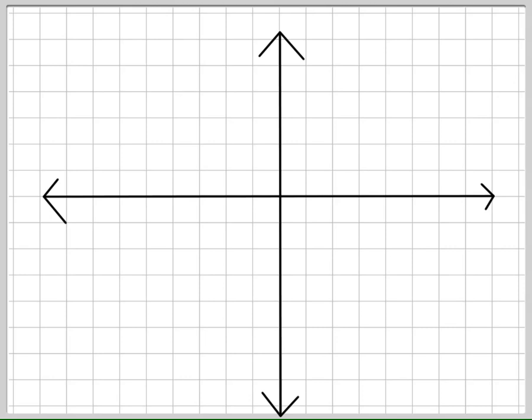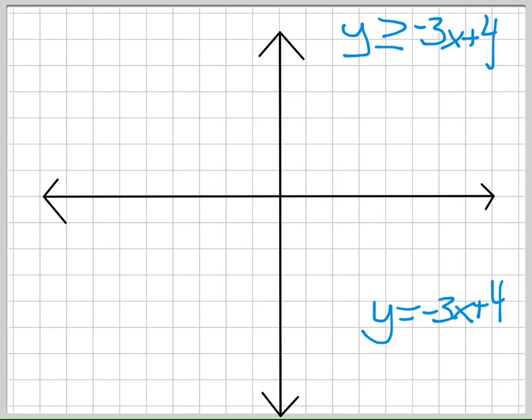Number 1, the inequality, says y is greater than or equal to negative 3x plus 4. So we have to graph this inequality. This is number 1 on your sheet. First we need a boundary line, which was on your reading guide. That line is the line you graph as if this was an equal sign, just like if it was an equation.